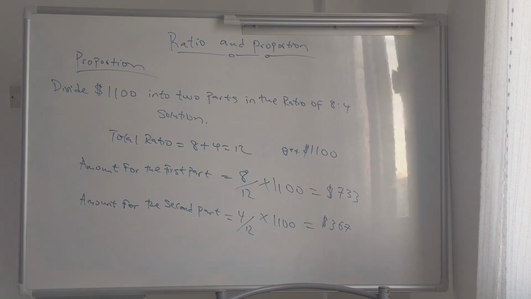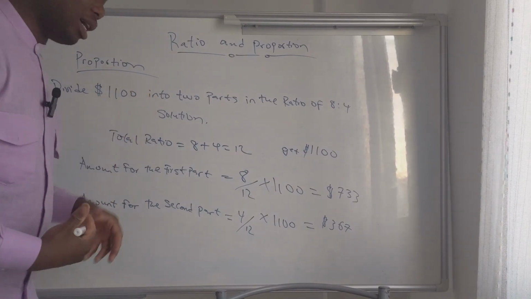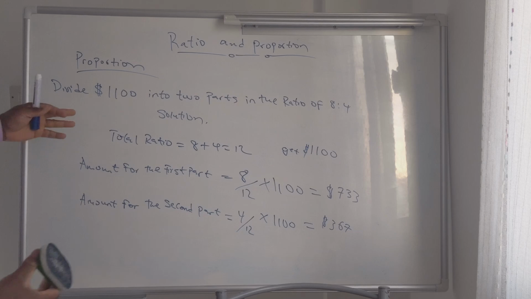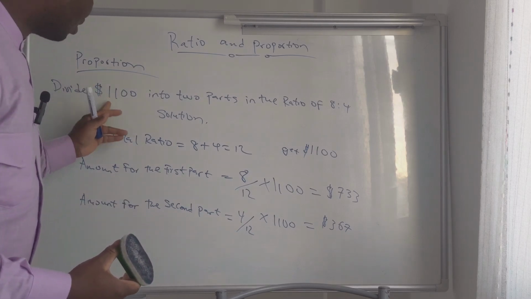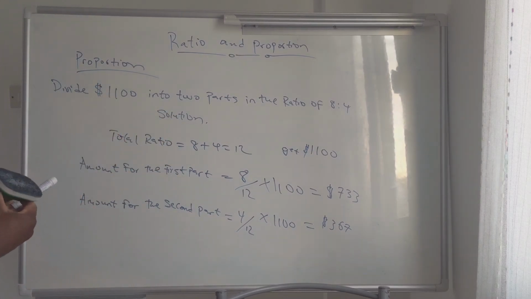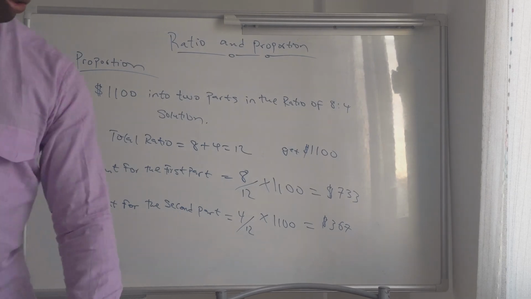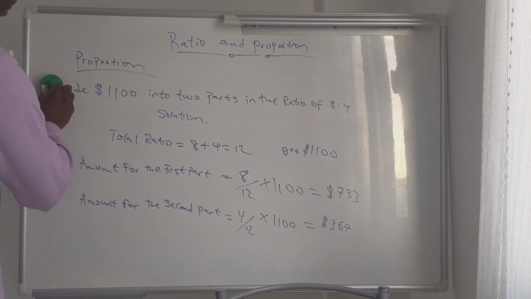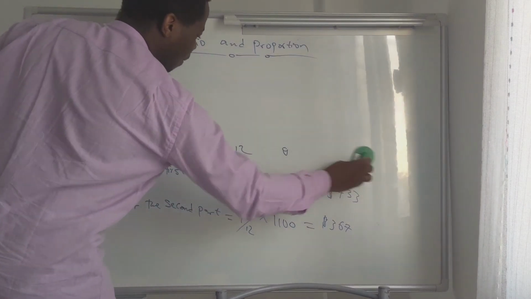Now, once you understand this, you can use any of the two methods to analyze this kind of question. It's also a ratio of 8 to 4 of $1,100. So let's move to another example quickly so that we'll be able to understand this more clearly and better.